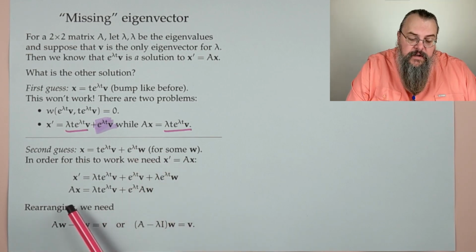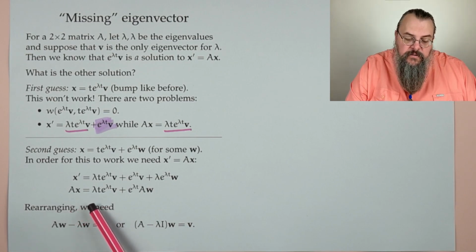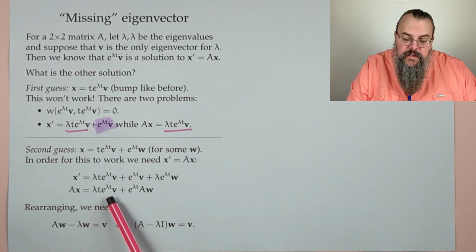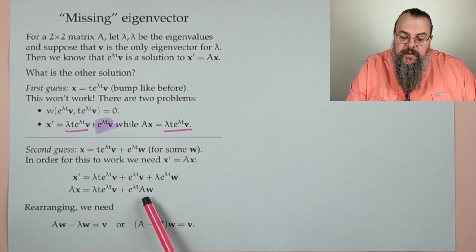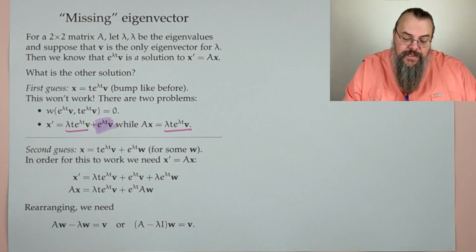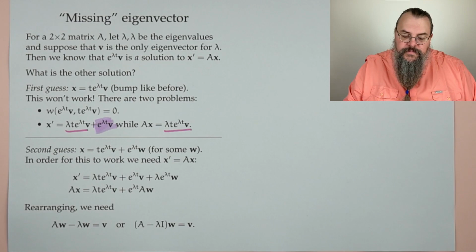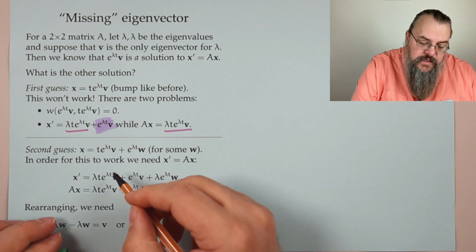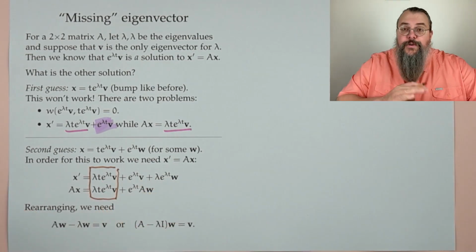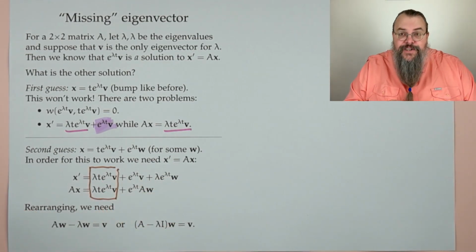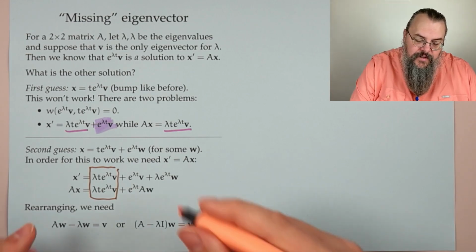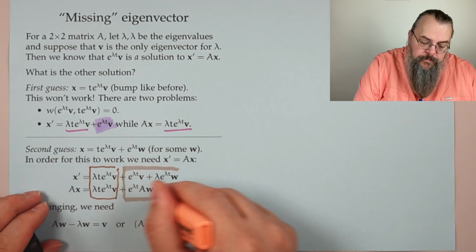All right, now what about A times x? Well, okay, same as before. You get lambda e to the lambda t v, and then you get e to the lambda t, A times w. Now you say, all right, what needs to be true? Well, you'll notice these parts already match. So we don't need to worry about those. What doesn't match? Well, what doesn't match is the pieces on the end, namely these parts here.